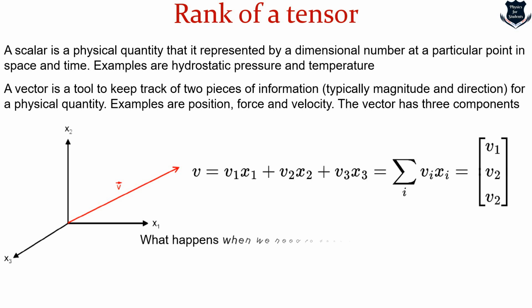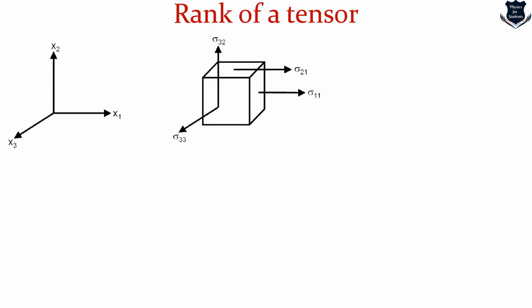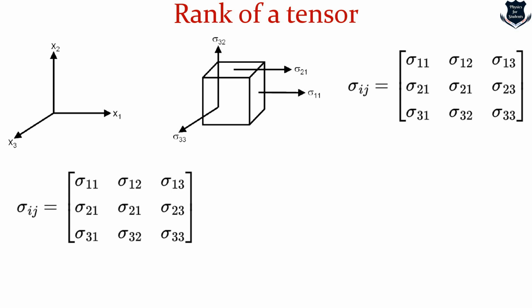But the question here is, what happens when we need to keep track of these three pieces of information for a given physical quantity? For that, what we need is a tensor, and that is why we need what is called the rank of a tensor. If you see this x1, x2, x3, and if I draw it on a simple stress, I will get something like this. Now what actually is this omega ij, omega 1 1, 1 2? Let me explain one by one.